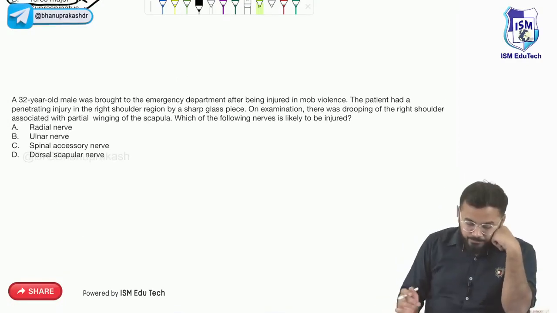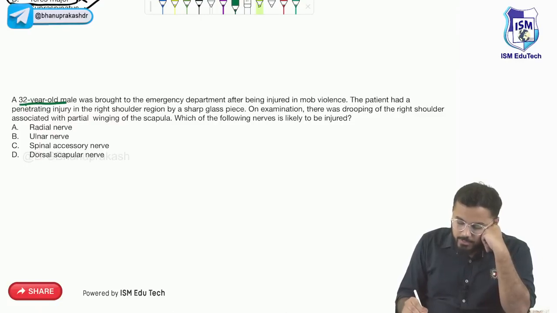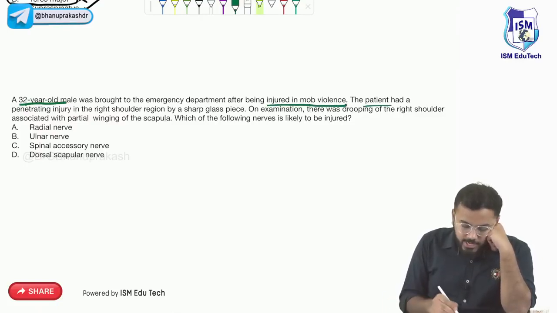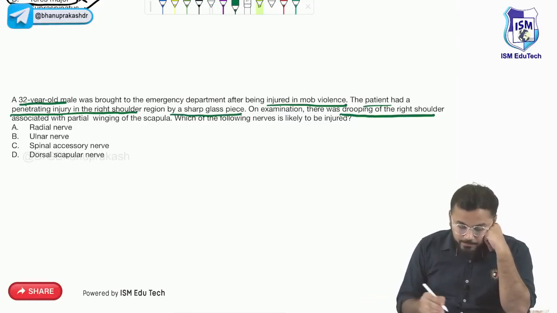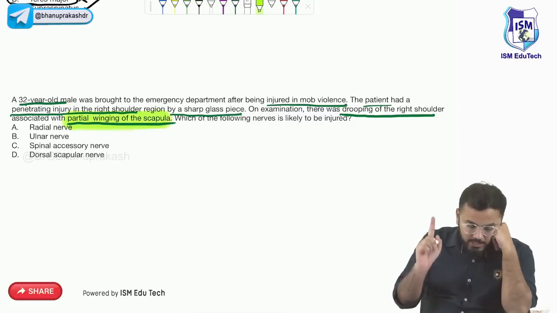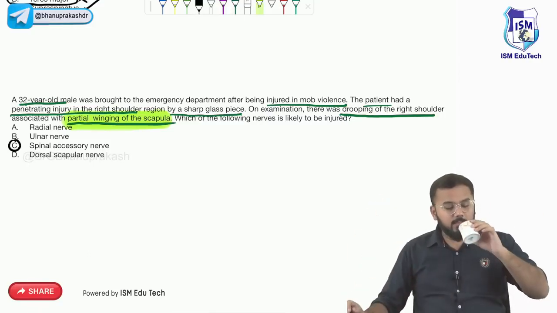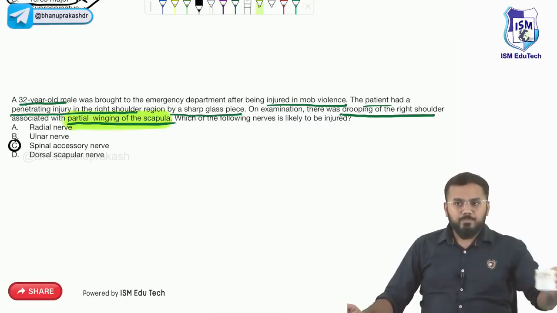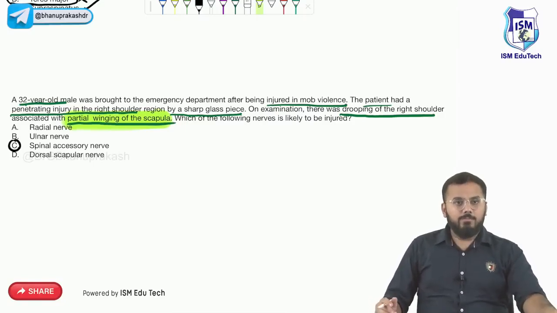And yeah, tell me this one. A 32-year-old male was brought to the emergency department after being injured in a mob violence. The patient had a penetrating injury in the right shoulder region by a sharp glass piece. On examination, there was drooping of the right shoulder associated with partial winging of scapula. Partial winging of scapula, very, very good. Spinal accessory nerve. All these questions were previously asked, and I'm really happy that you guys are answering this. Very, very good, guys.